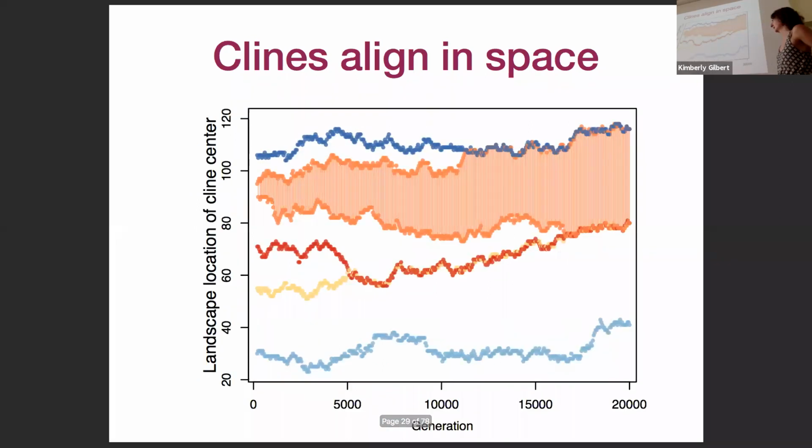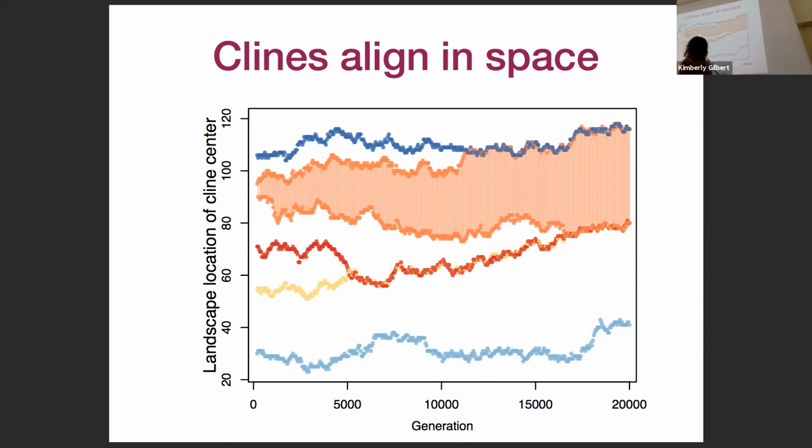And this shows what happens to these 5 loci. Now we're looking at time on the x-axis, going through generation 0 to 20,000. And this is the landscape that we simulate. It goes from 0 to 250, but I'm zoomed in just on where these loci exist. Each line here is a different underdominant locus, and it's where the center of the cline is for where that allele goes from frequency of 0 up to 1. At the initial point in time, they're all at separate places in space.